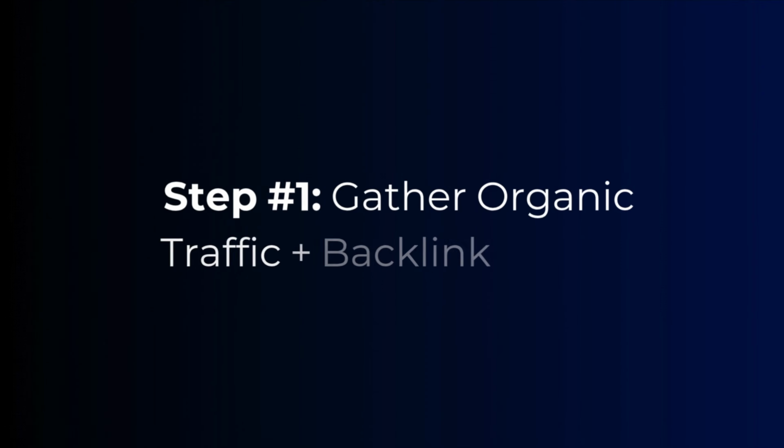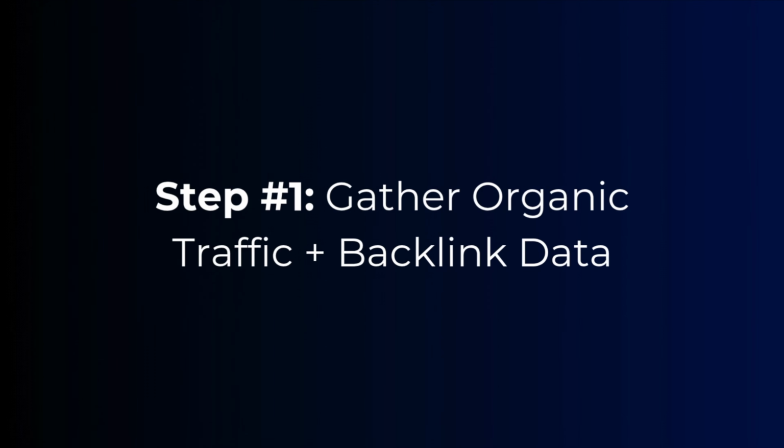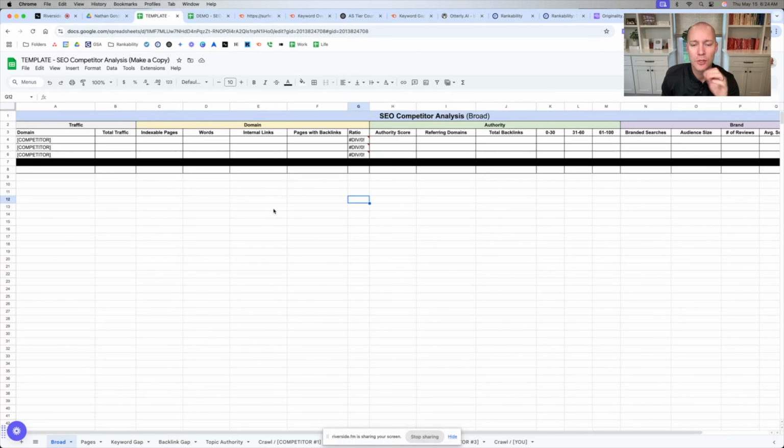And let's begin with the broad level analysis. Here's how to do it. Step number one, gather organic traffic and backlink data. So here's the SEO competitor analysis template you're going to be using in this process. Our goal here is to gather as much data as humanly possible so we can see what the gap is between us and our top competitors. So let's get right into it.